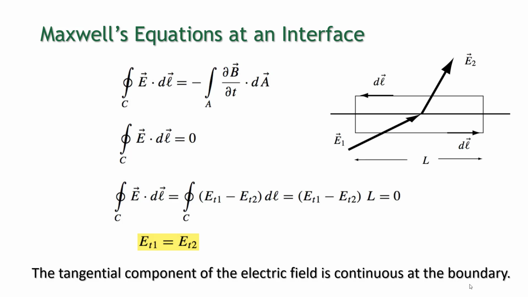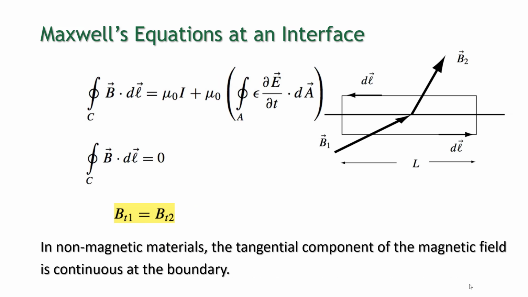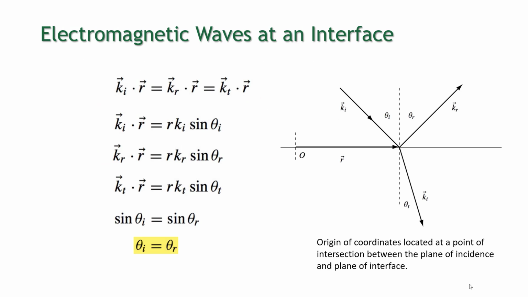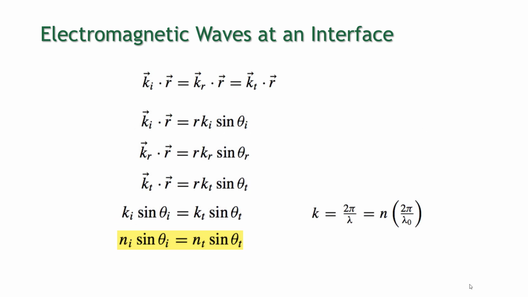So that's what we got last time, which is basically the tangential component of electric field is continuous at the boundary. We showed that, and also we showed the tangential component of magnetic field is continuous at the boundary, right? And we derived the law of reflection and Snell's law using the boundary condition.